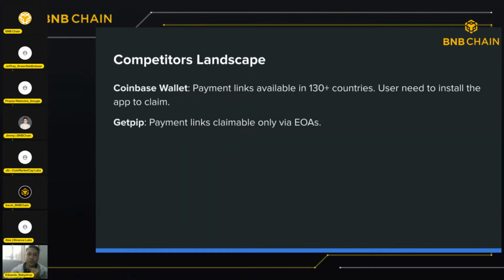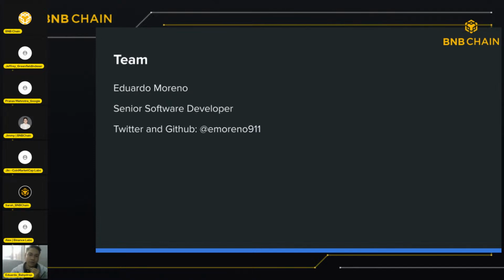In the competitor landscape, we have Coinbase Wallet and GetPip. Both have the functionality of payment links, but for Coinbase, you need to install the app to claim, and for GetPip, you need to have a wallet to claim, and that's the advantage of the social wallet.